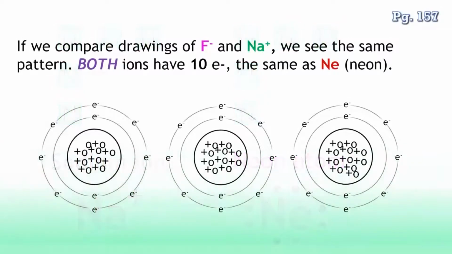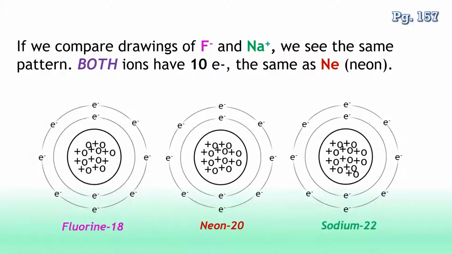If we compare the fluoride ion F minus and the sodium ion Na plus, we see the same pattern. Both ions have 10 electrons, which is the same as the normal electron configuration for standard, neutral, stable neon. Both fluorine and sodium are pursuing the same balance, the same arrangement that neon has automatically. Fluorine tries to get this balance by adding an electron to complete its outer shell. Neon doesn't have to do anything, it's already super balanced, super stable.